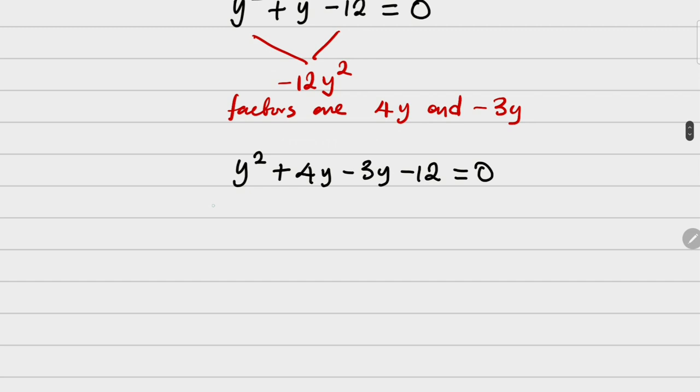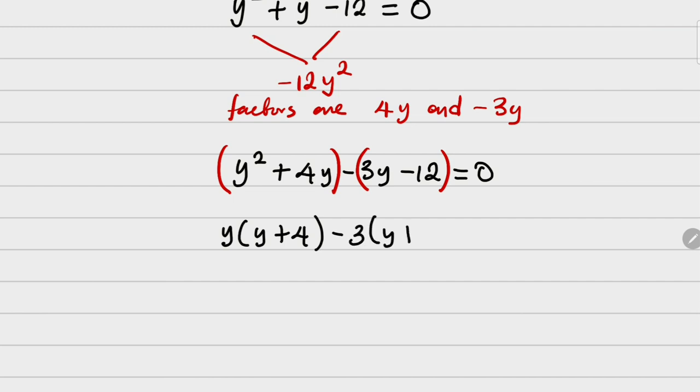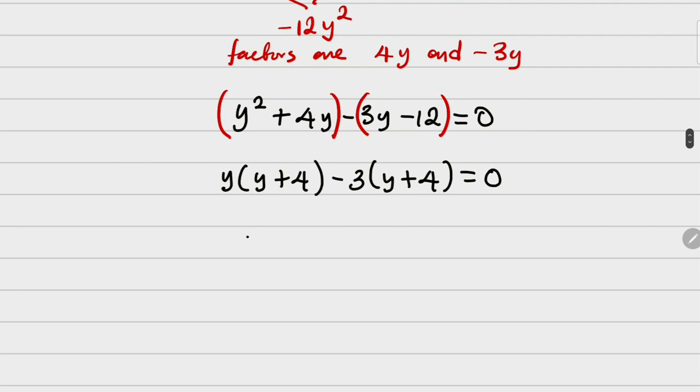Then factorizing, that is grouping them into twos like this and factorizing, you are going to have y into (y plus 4), then minus 3 into (y plus 4) is equal to 0, which, factorizing further, gives (y plus 4) into (y minus 3) is equal to 0.